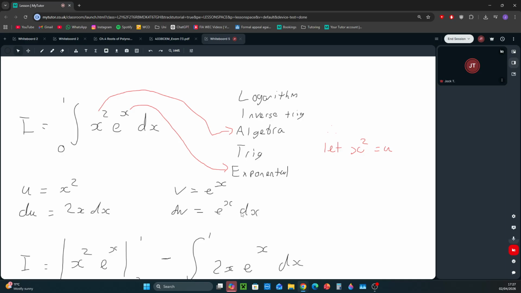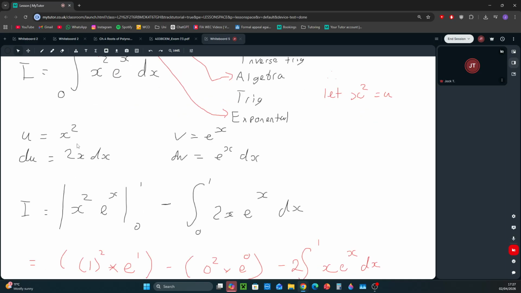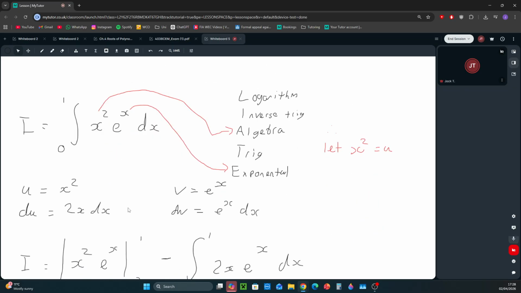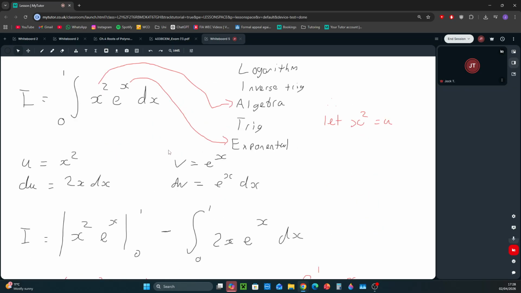And I'm going to integrate this to get that v is just e to the x. uv is my x squared e to the x, and that's being evaluated from 1 and 0. And then this v u prime dx is basically just what we've not had. What have we had to change from this original integral? So we didn't have this 2x term and we didn't have this e to the x term. Well, we did have this e to the x term, but I've left this, because the derivative and integral of e to the x is just e to the x, it kind of just throws everything off.